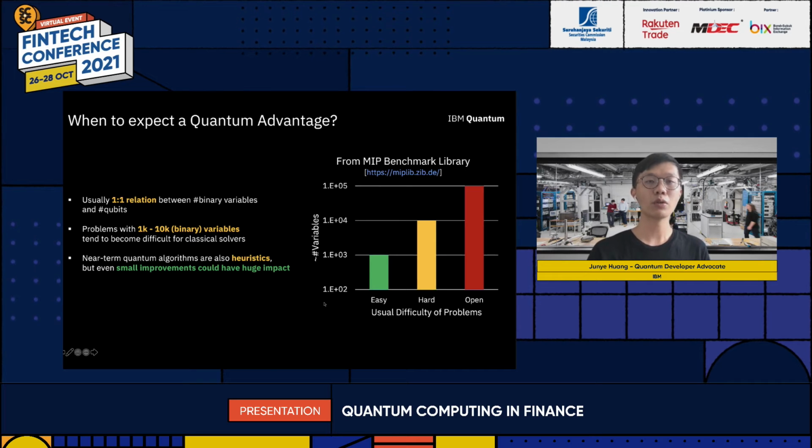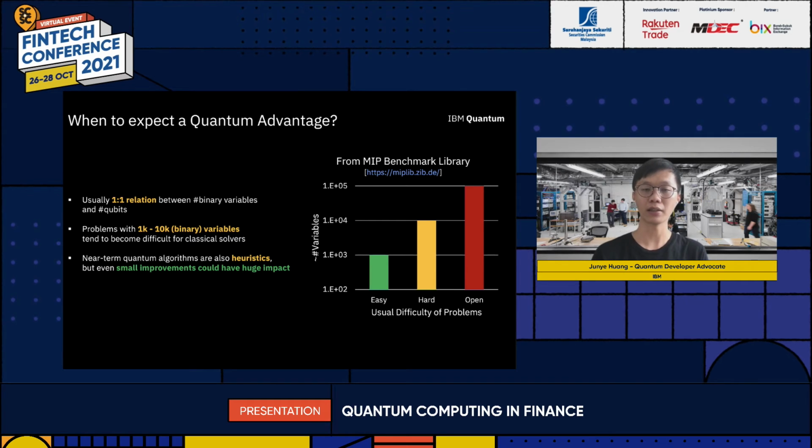So when do we expect a quantum advantage? For this optimization problem, you usually have a 1-to-1 relation between the number of binary variables and the number of qubits. And here is a classical benchmarking library to show you which problems are easy, which are hard, or which are really open, meaning that we don't know the answer, in terms of the number of variables.